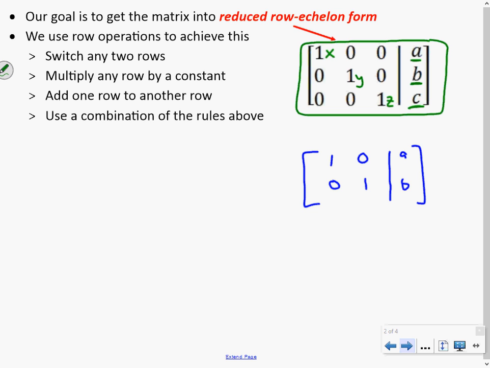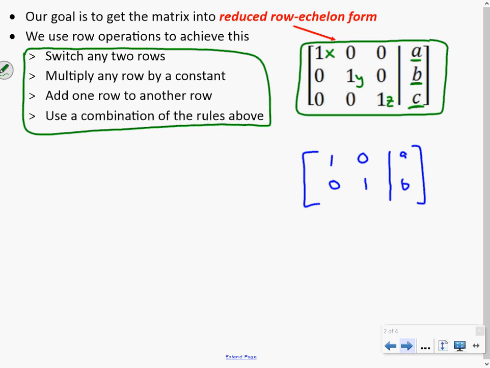Now, let's talk about what row operations actually are. Okay, they're the things that you're allowed to do between the rows and with the rows to manipulate them and turn them into this reduced row echelon form. So what we're allowed to do is switch any two rows, and honestly, we don't really do that often. Okay, but we do multiply by constants a lot. We do add rows together a lot, and we use a combination of those two things even more.